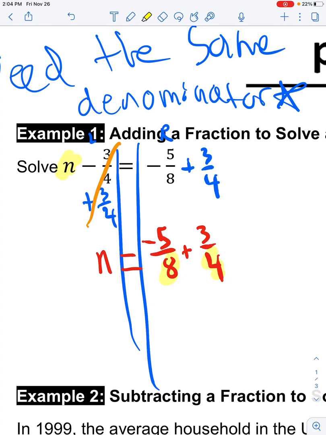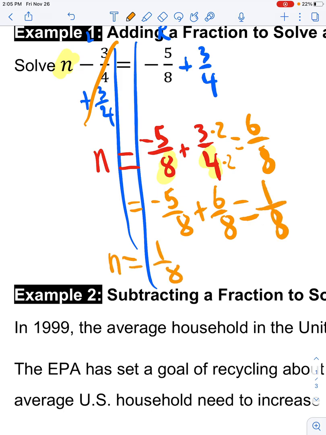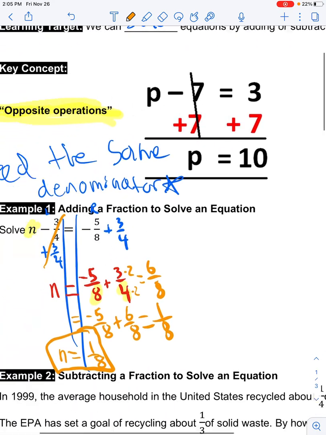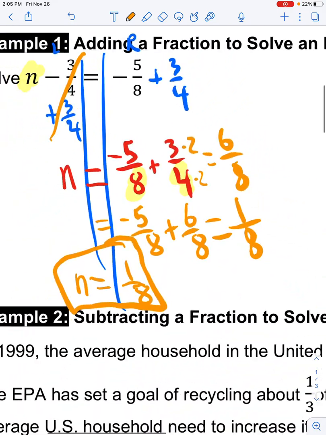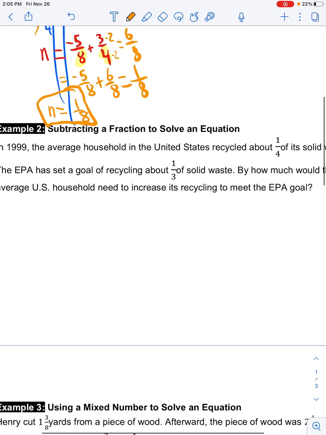I don't have a common denominator because I have an 8 and a 4. But all I have to do is multiply my numerator and my denominator by 2, and I can rewrite it as 6/8. So really, I have negative 5/8 plus 6/8. Negative 5 plus 6 is positive 1/8. So n equals positive 1/8. Just like solving a normal equation, there's one extra step, and that is to make sure that you have a common denominator before you add your fractions.